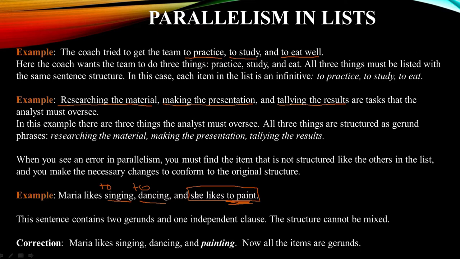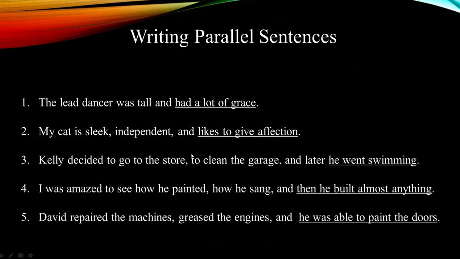Even if I wanted to have all sentences, she likes to paint. Maybe I like that whole thing right there. Then I could say, Maria likes to sing, she likes to dance, and she likes to paint. So you have choices about how you fix it, but you have to be sure that they all have the same structure. Let's look now at these sentences and see how you would fix them.